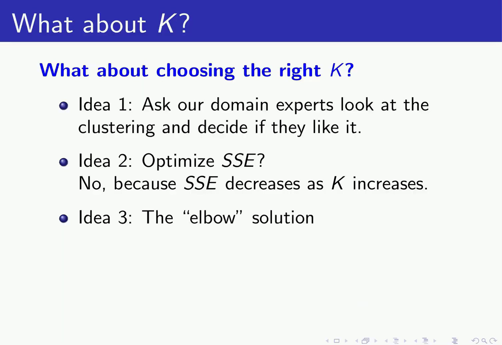Choosing the right k in k-means clustering is crucial. One approach is to consult domain experts to assess the clustering results. Another idea is to optimize the sum of squared errors, SSE, but this isn't practical since SSE naturally decreases as k increases. A more effective method is the elbow solution, where you plot SSE against k and look for a point where the rate of decrease sharply changes, indicating a balance between compactness and simplicity. This helps in selecting an optimal k that maintains clustering efficiency without unnecessary complexity.